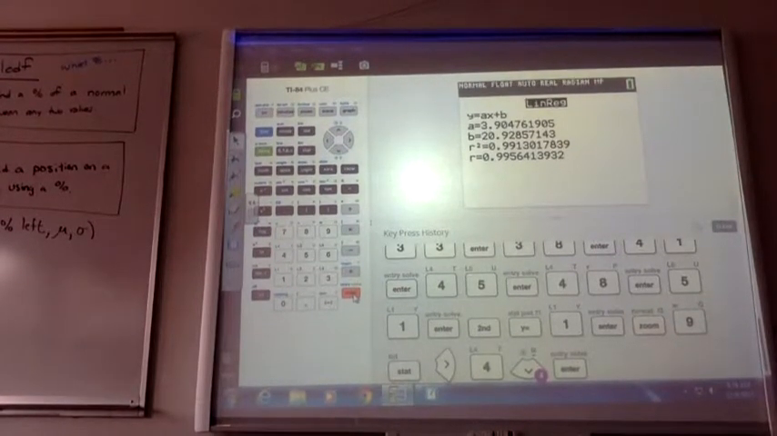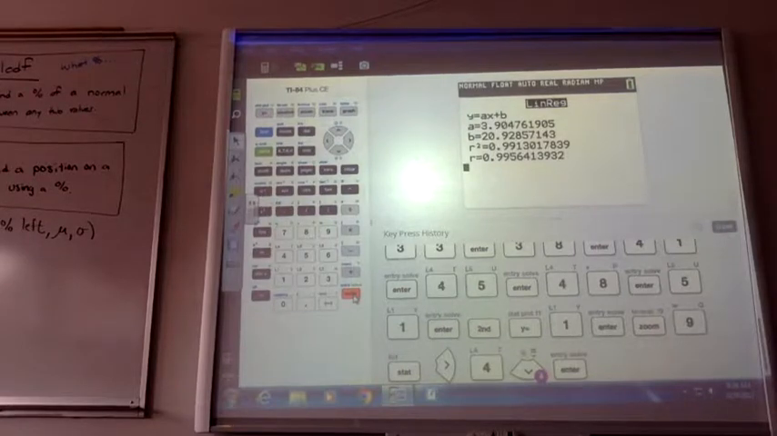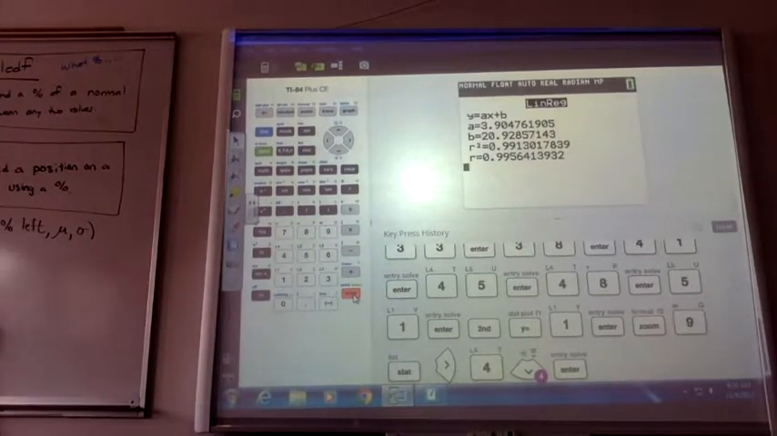Okay, stat. Move over to calculate. Down to linear regression. Enter. Enter one more time. Did it calculate it? Move down to calculate. Mine's different. You had Q for your list 1. I accidentally hit a button. You want the Q, the letter. So now it's good. All right.